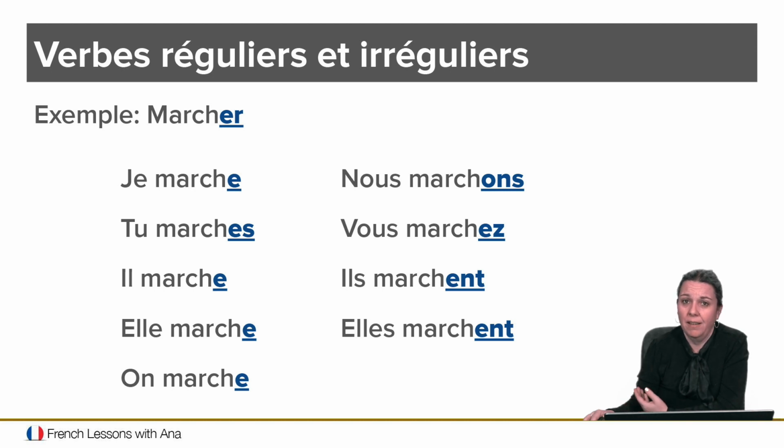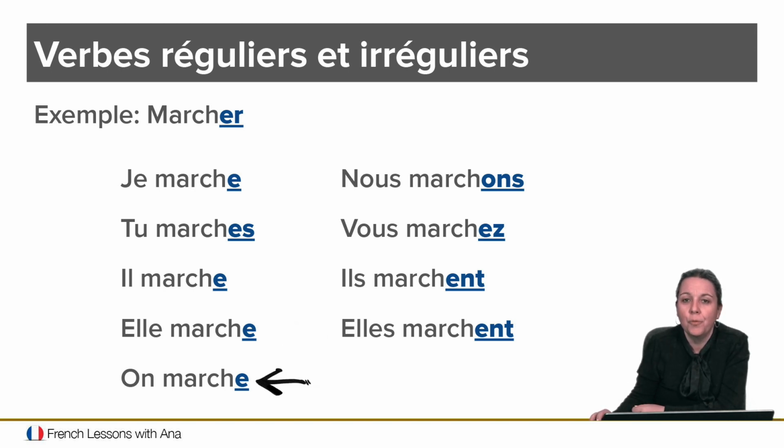And if you want to say, I walk, you walk, he walks, so on and so forth, this is how it works. Notice we took out the ER, so we're following the rule, and we replaced that with the ending that matches each subject pronoun. So for je, we said that it's an E. There you go. Je marche, I walk. Tu marches, you walk. It can also be used to say you are walking, okay? So there's no difference in French. Then, il marche, he walks. Elle marche, she walks. On marche, we walk.